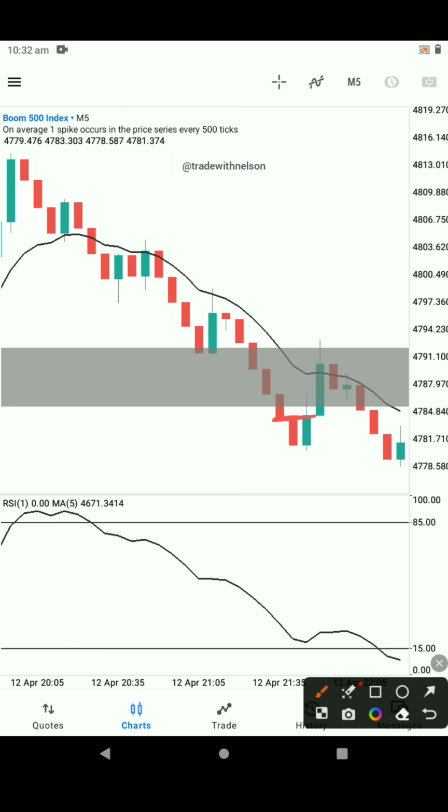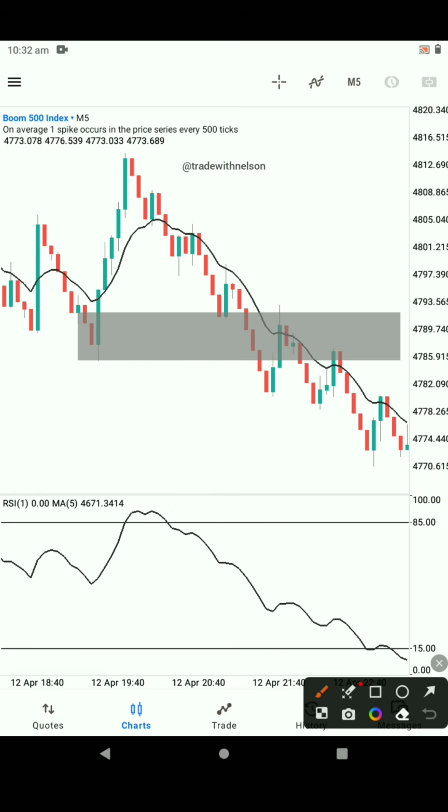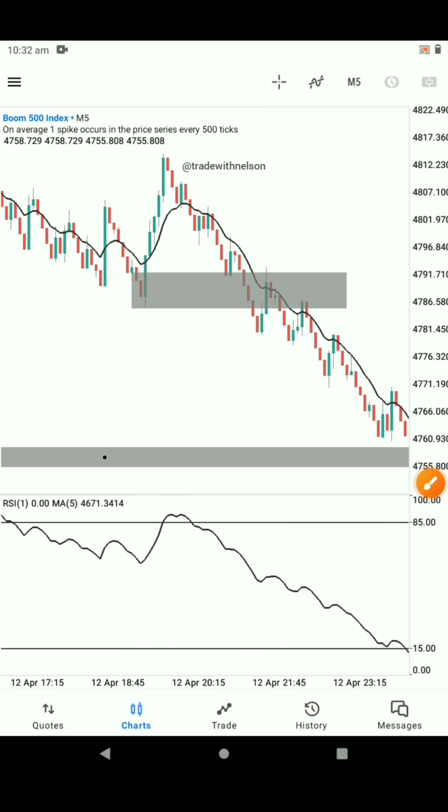I always enter here because markets can come like this and then continue to sell to the downside, and my stop loss will be above here. Then I will count just 5 candles, or you can count 3 candles if you want. You see, 1 2 3, 1 2 3 4 5. Then you will close your trade, and you can see the market continues to fall to the downside.